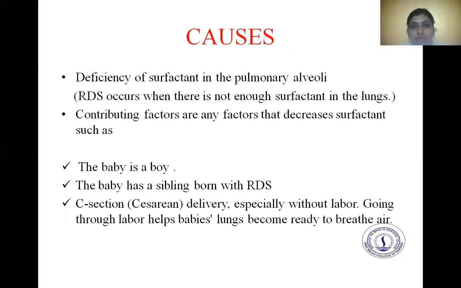Coming to the causes of respiratory distress syndrome, the first one is deficiency of surfactant in the pulmonary alveoli. RDS occurs when there is not enough surfactant in the lungs.